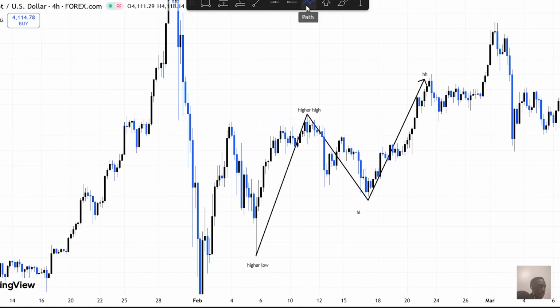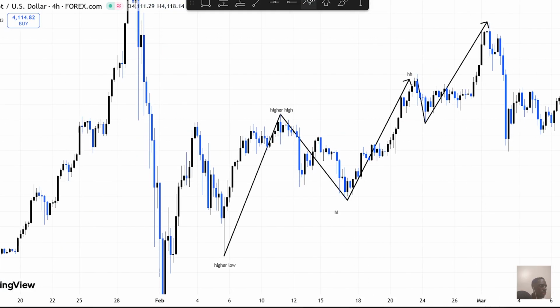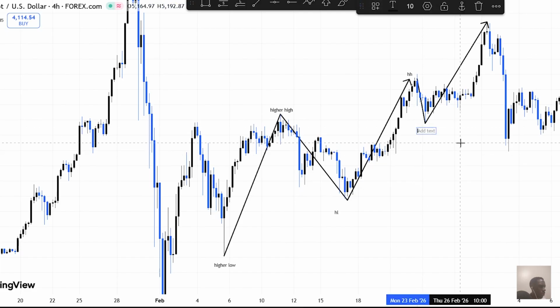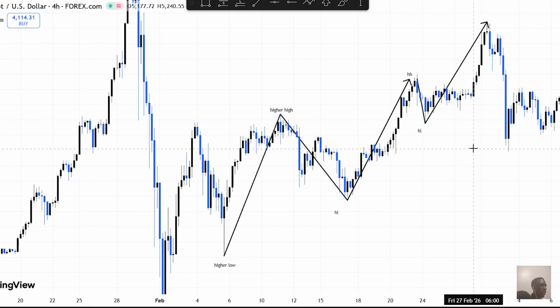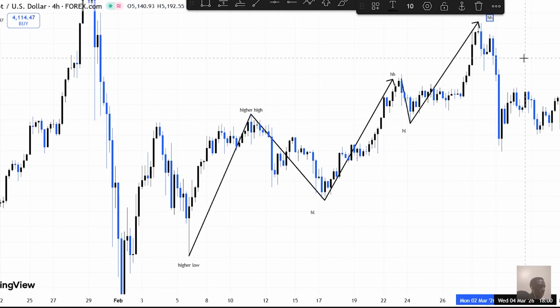It pushes again here, it forms a higher low there, and then forms a higher high again. So it forms a higher low and then forms a higher high.